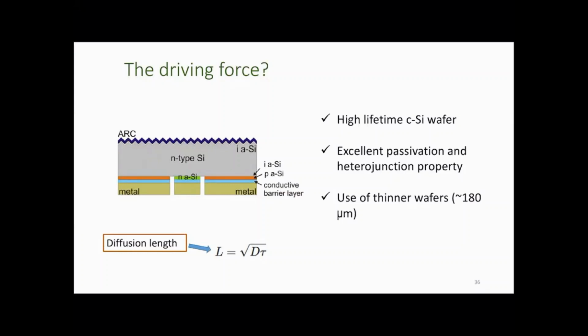And the next important requirement is the excellent passivation of the surface and the good heterojunction property, because now your electrons and holes are traveling by diffusion towards this contact, and if you are losing holes by recombination at this N-type transport layer, you are losing in efficiency.